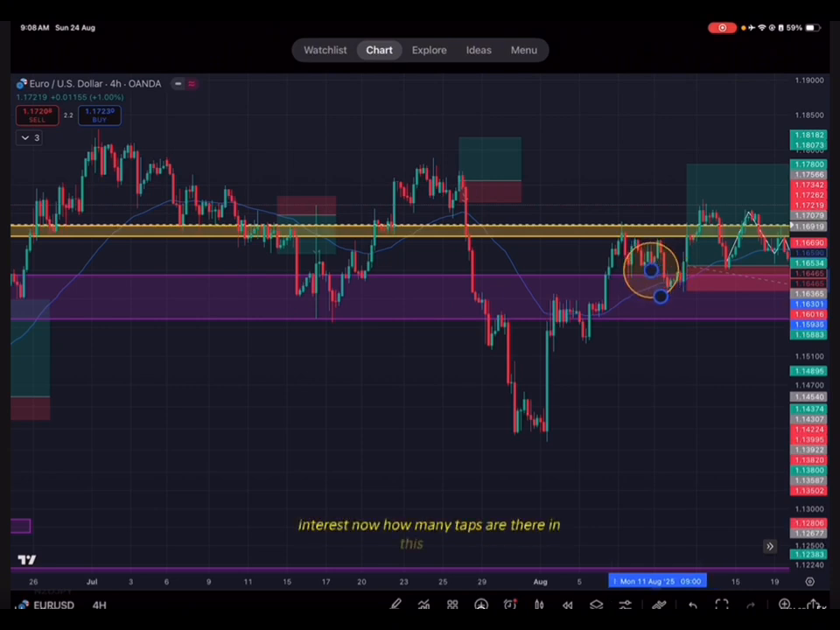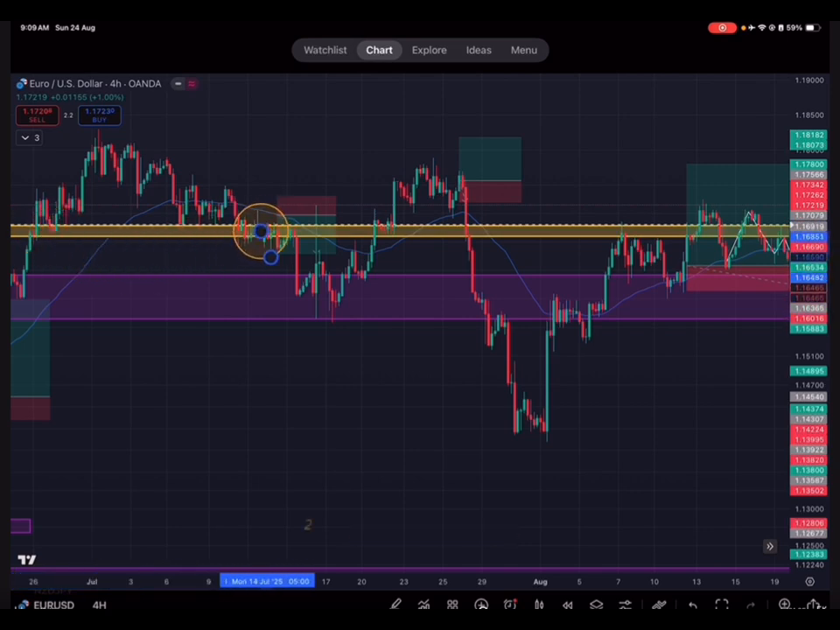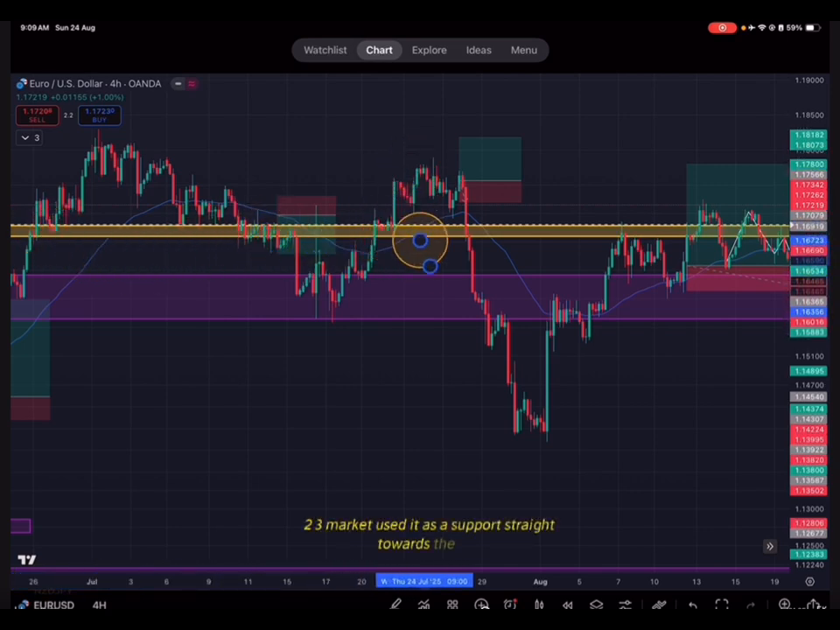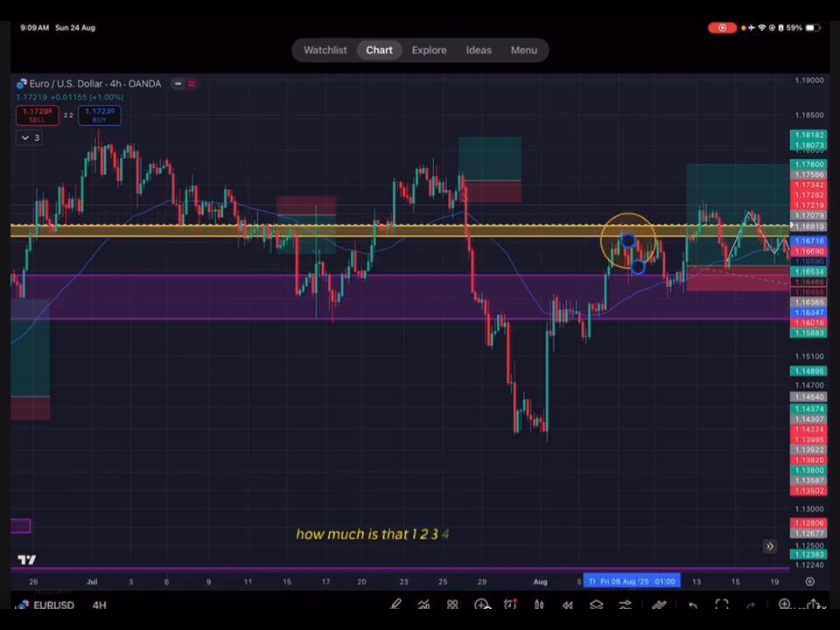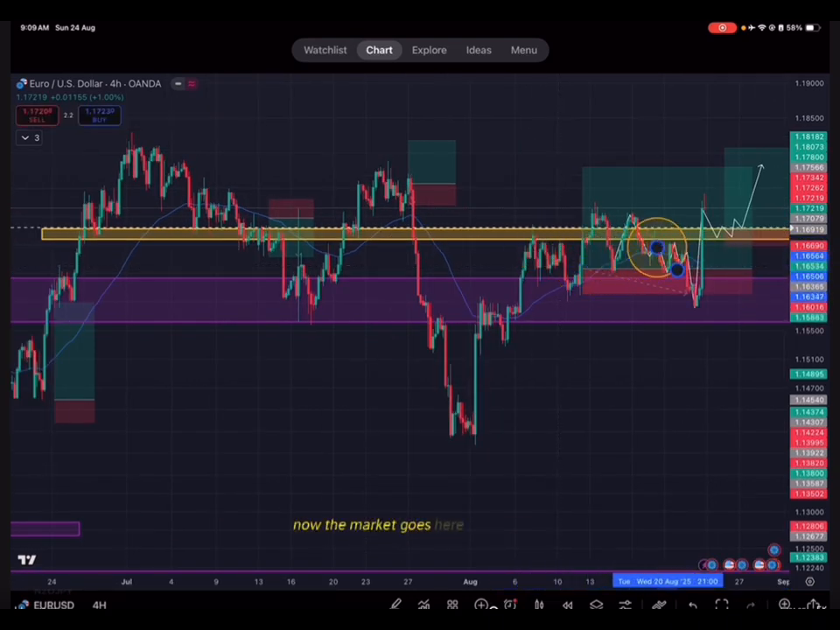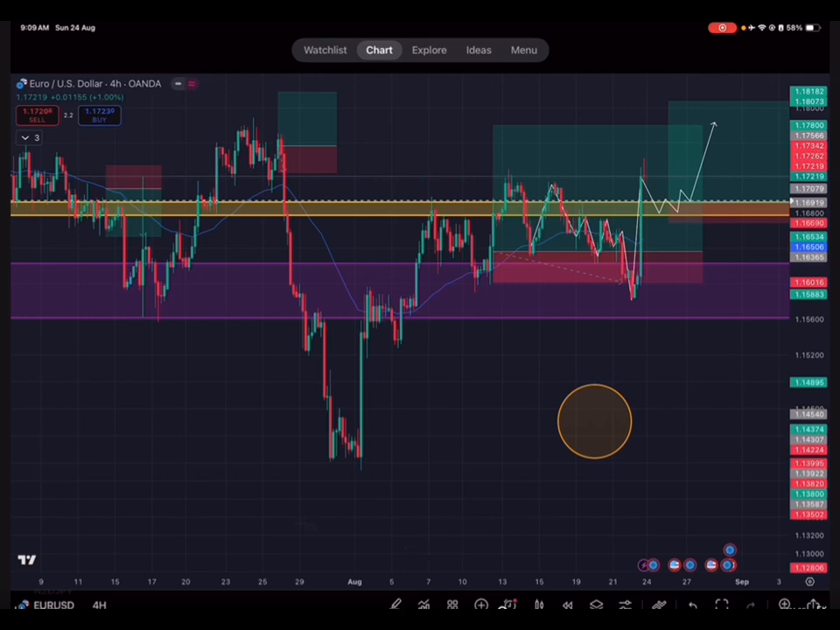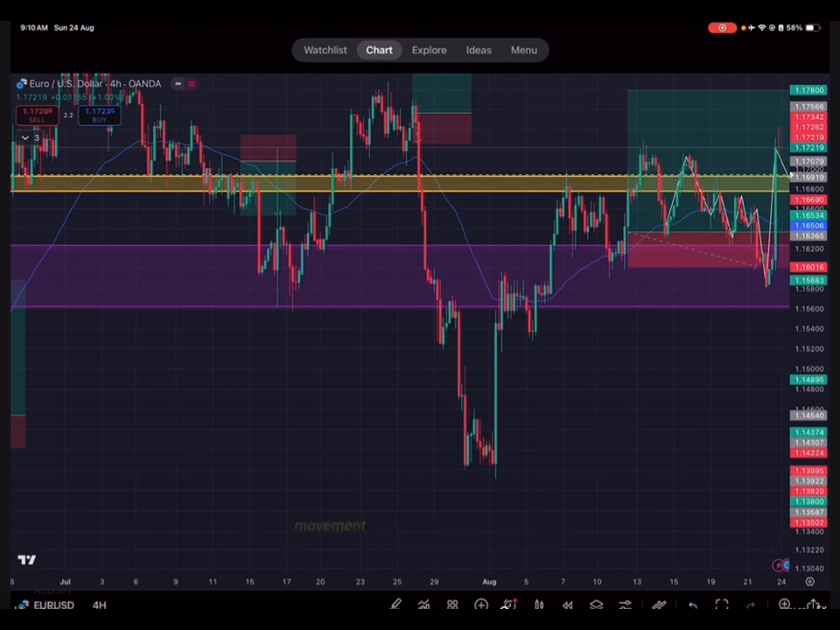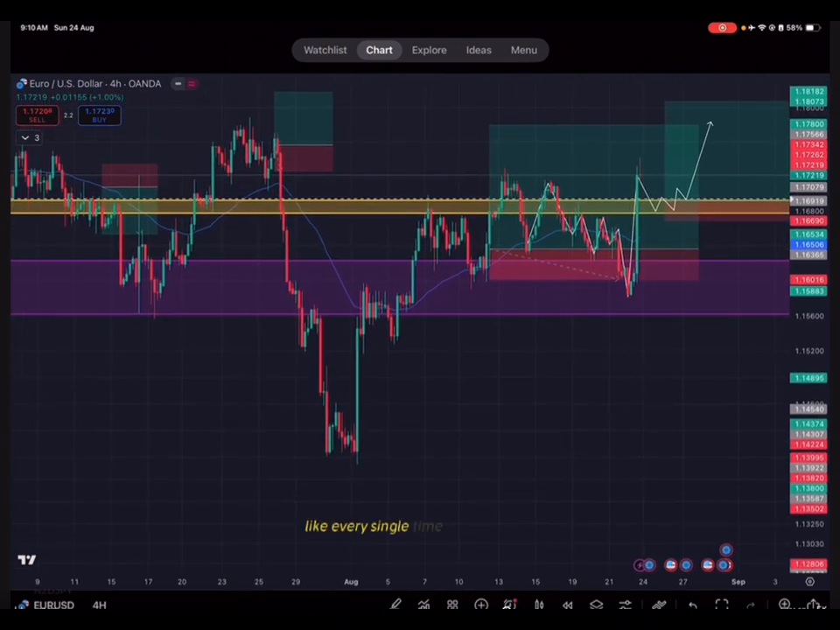Now how many taps are there in this chart? Straight up here, 1, 2, 3, the market used that as a support. And how many is that? 1, 2, 3, 4, the market tapped in, used it as a resistance and goes down. The market goes up and down and uses it also here. Now the market goes here 4, 5, and also did it here 5 or 6 times, and now it's heading towards up. So I'm anticipating this as a valid area of interest. Yes, this is. The market taps in every single time, like 6 times. I'm gonna wait for it to come back into this area of interest and give me my entry signal or market structure shift.